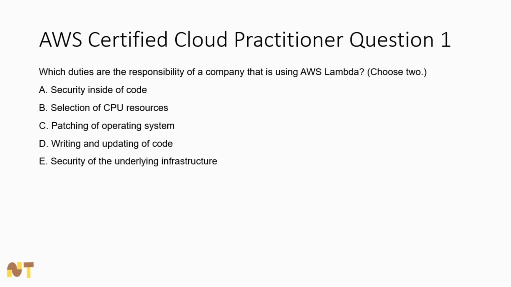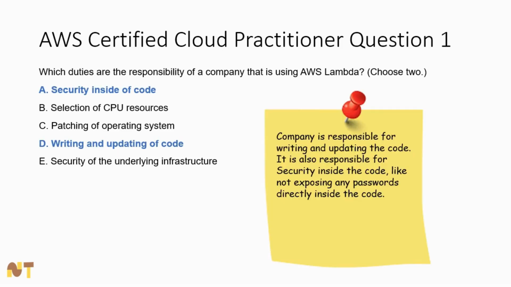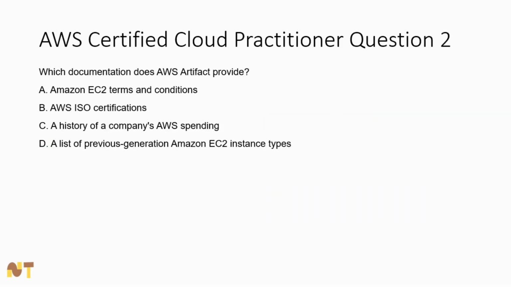Now, coding is like a personalized tailored suit built to match your specific requirements. So naturally, the company handling AWS Lambda is responsible to write and update their own code that matches their requirements. And when you are in the control of code, you are also the guardian of its security. So the correct combination here is A and D. Rest all options are taken care by AWS. Moving on to the next question.